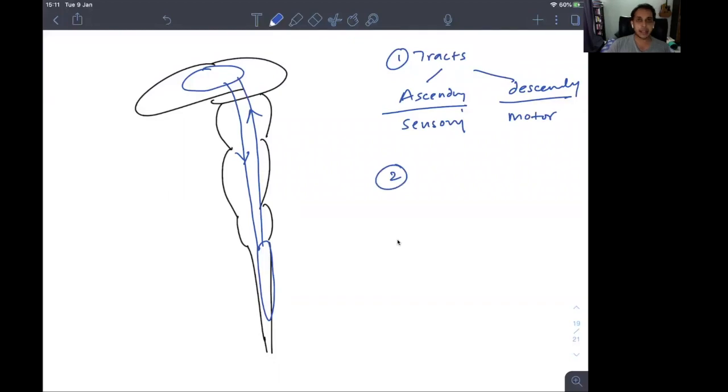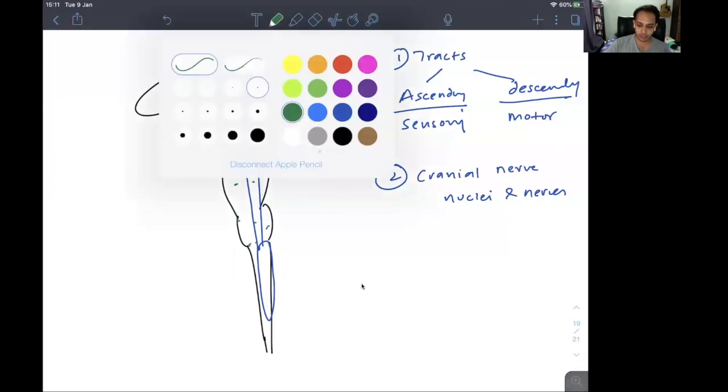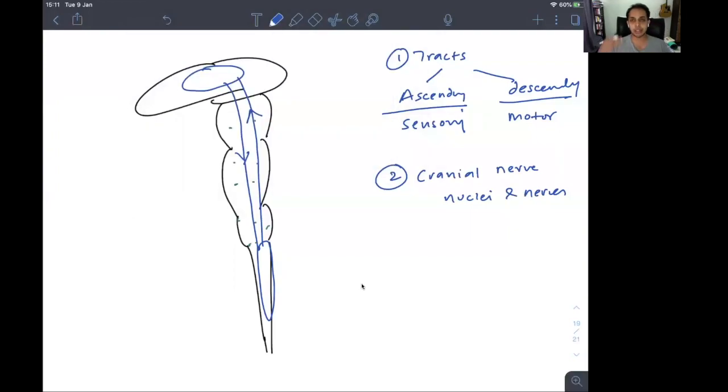What else can be there in the brainstem? You can have your cranial nerve nuclei and nerves. Your cranial nerve nuclei and nerves are scattered across the brainstem. We'll get to where and what is there. But for now, just remember there are tracts, ascending and descending, and there are cranial nerve nuclei, and there are cranial nerves. What else can be there?